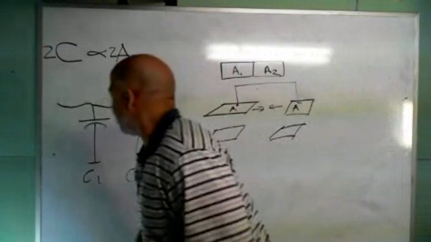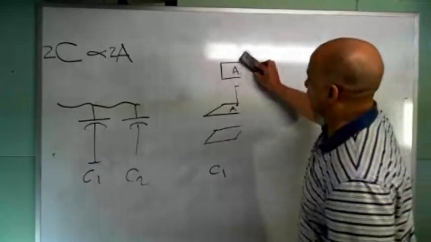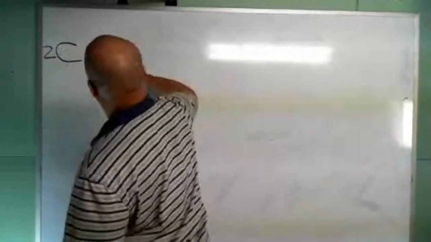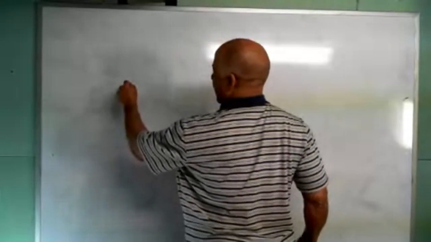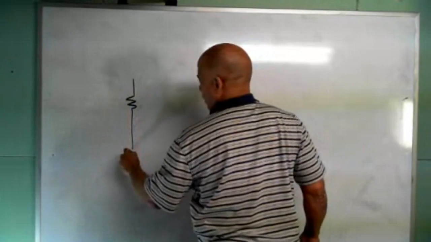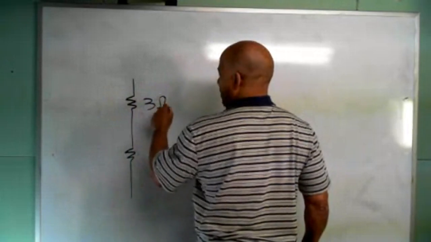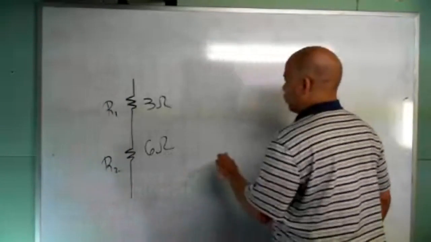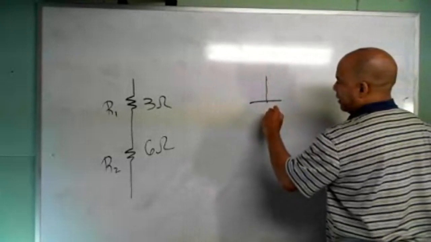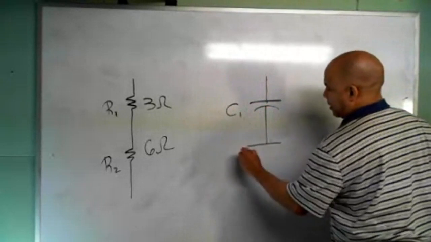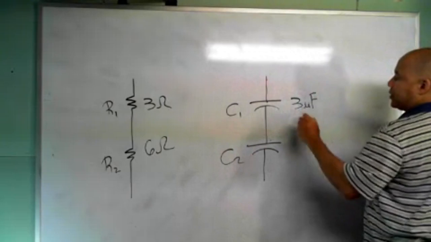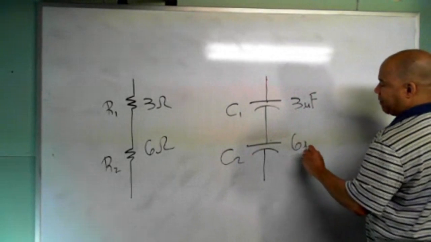Now, what about the other situation? I go back to my same two resistors, but this time we're going to put them in series. So I had a 3 ohm and I had a 6 ohm. This was R1, this is R2, and I'll do the same with my capacitors. I had C1 and C2. This is 3 microfarads and this is 6 microfarads.